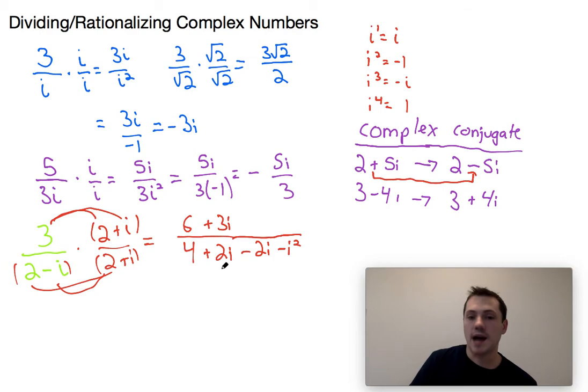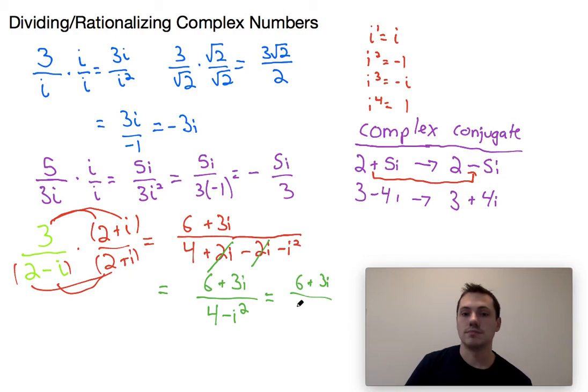And the reason we multiply by the complex conjugate is it just so happens that our plus 2i and our minus 2i will always cancel out, or whatever the 2i terms that we produce are. So what we're going to have is 6 plus 3i over 4 minus i squared. But if you remember, i squared is just negative 1. So this ends up being 6 plus 3i over 4 minus negative 1, which just gives us 6 plus 3i over 5. So we can see that by multiplying by the complex conjugate, we were able to get rid of i in the denominator. It's a crafty little trick.